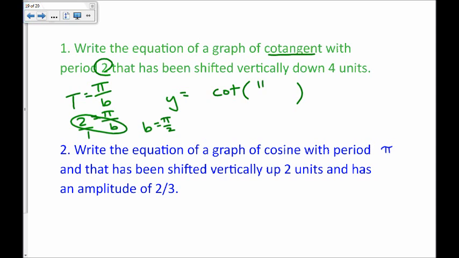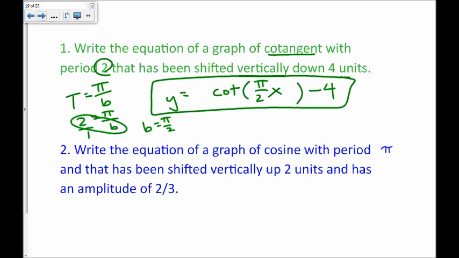So that gives me a pi halves x that is then shifted vertically down 4 units. Now a vertical shift is outside the parentheses, and down 4 means -4. Nothing else is there, there's no amplitude change, and so this is the equation being described by number 1.